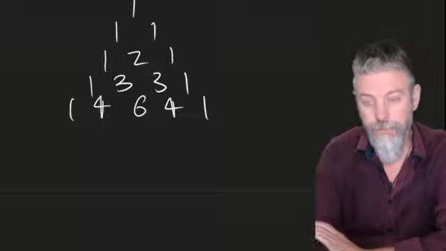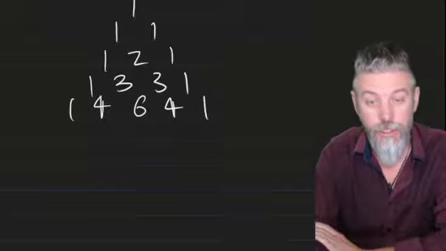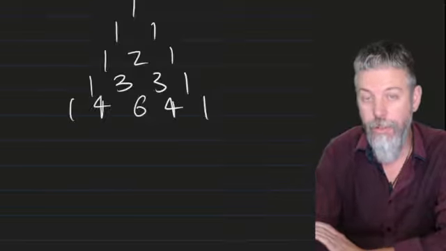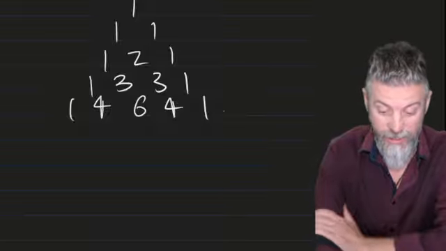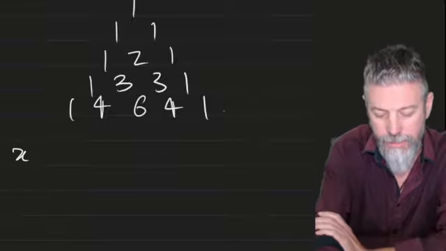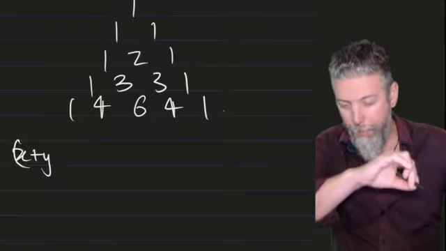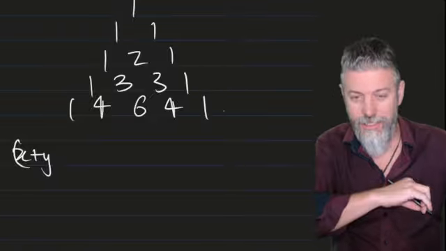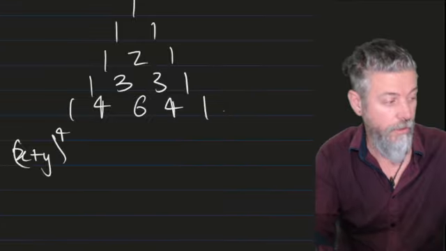So now, with this idea, you actually have the power to do a huge expansion very, very quickly in this binomial expansion. For example, this next line here, this quartic expansion, if we were to say x plus y to the power of 4.